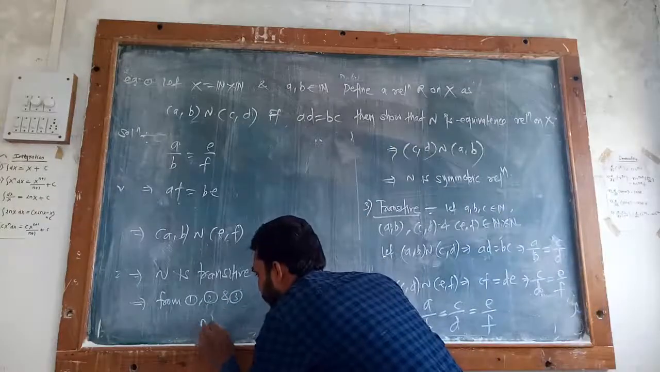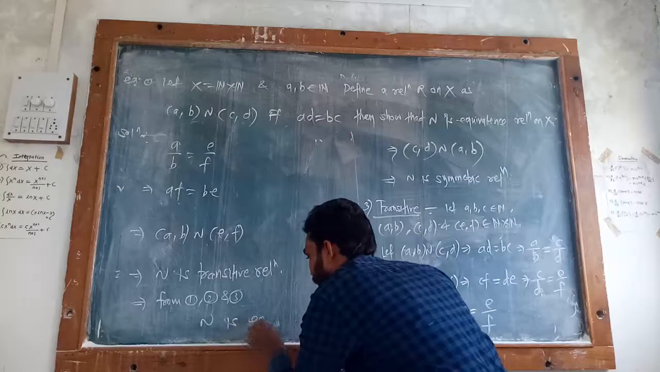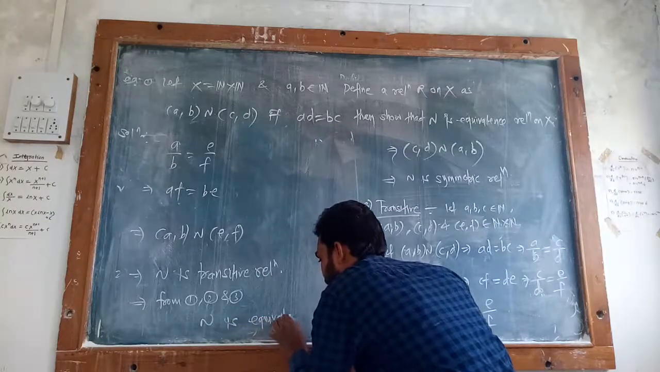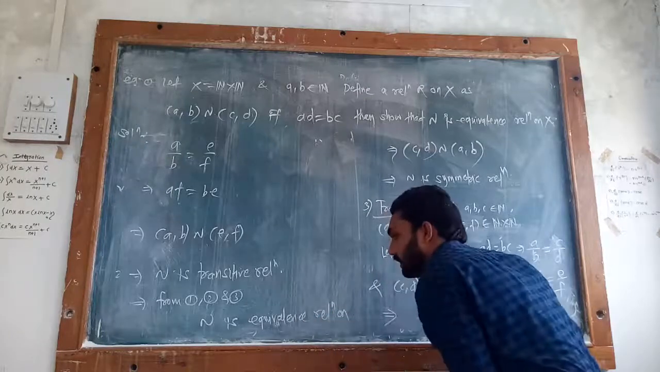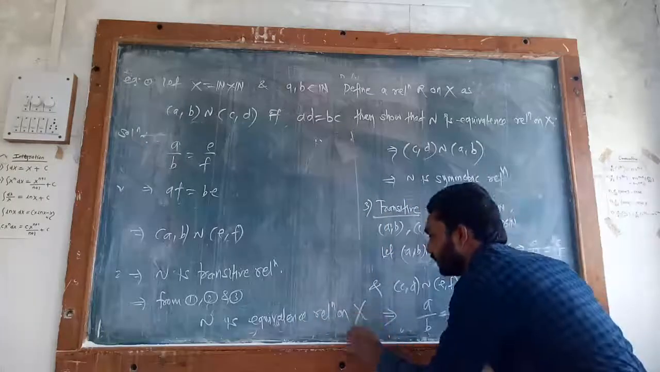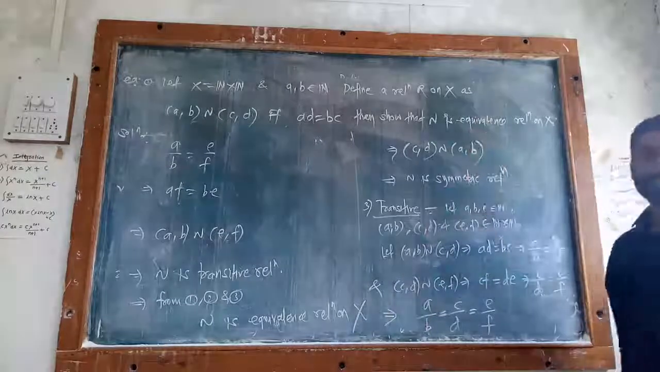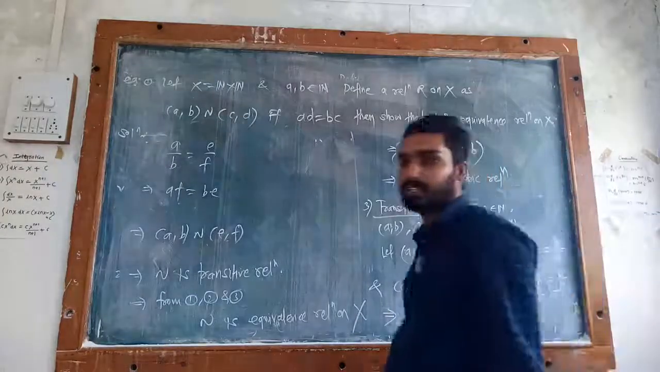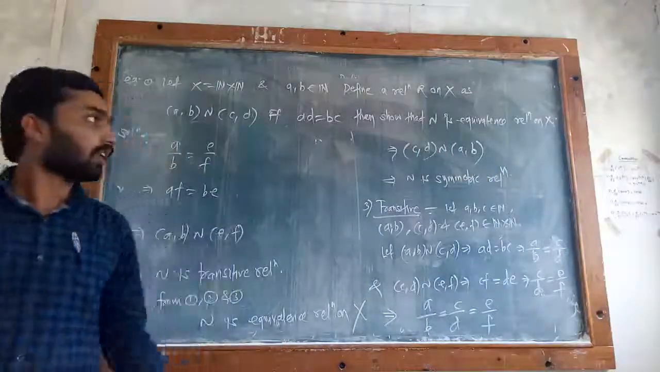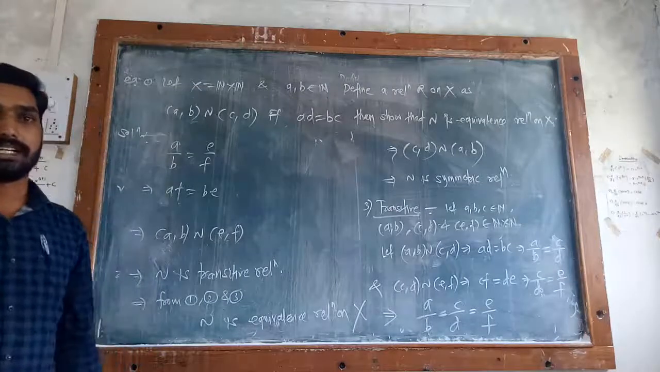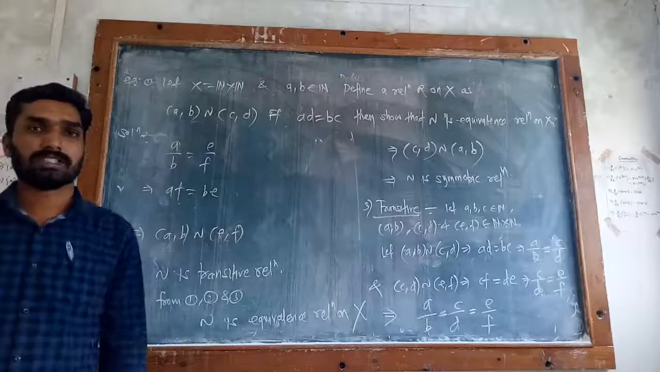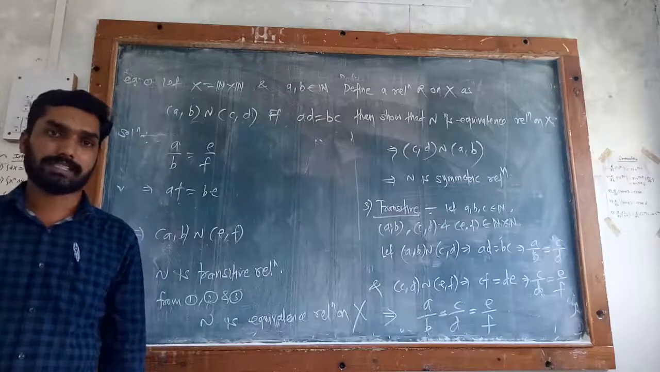That implies this equivalence is an equivalence relation on your set X. So this is your example 2 here. Okay, I hope you have understood all parts. So this is the end of your first chapter. The remaining part we will study in the next lecture. Thank you.